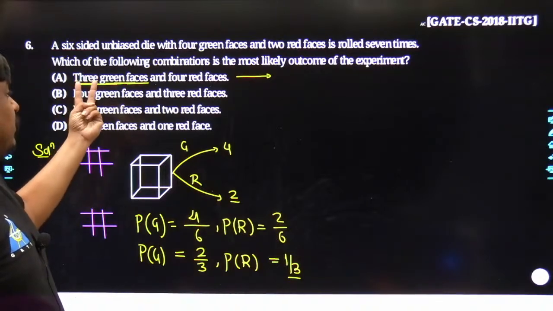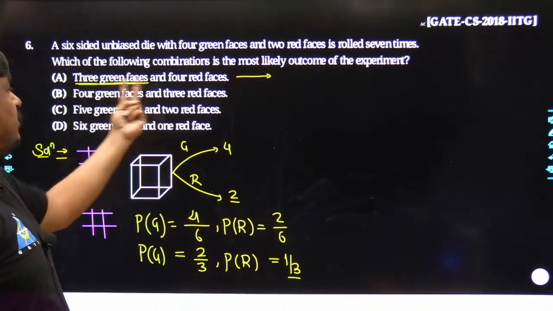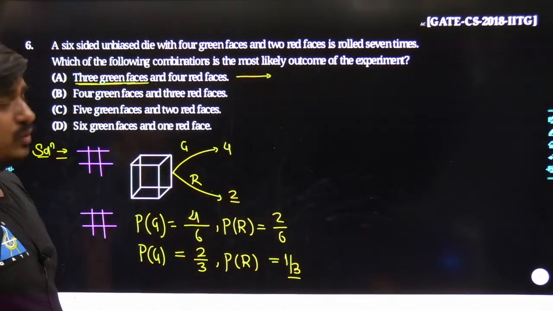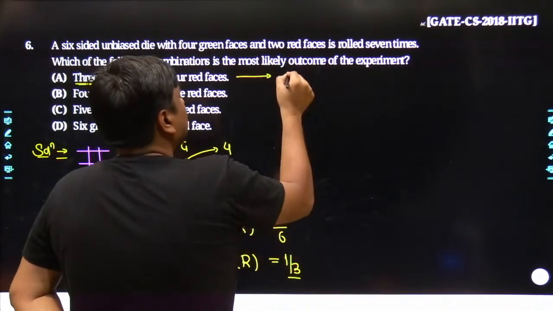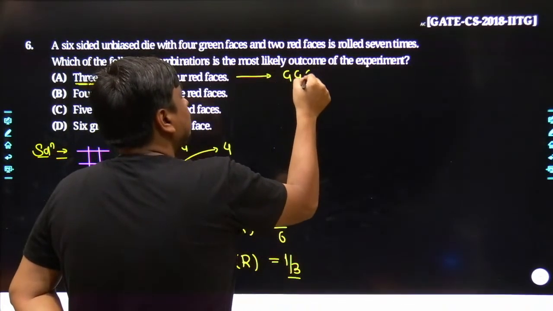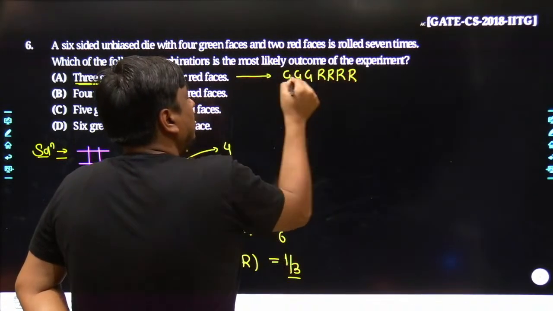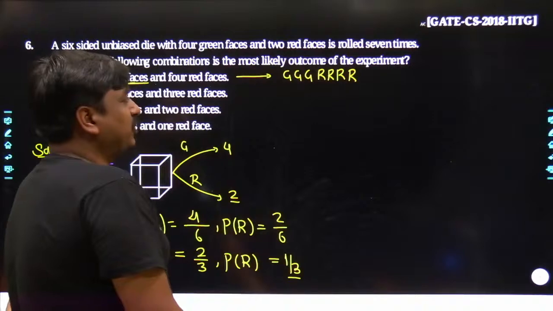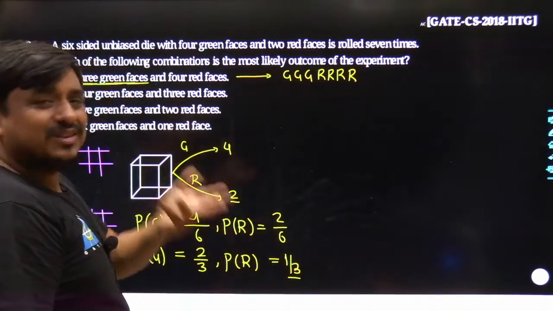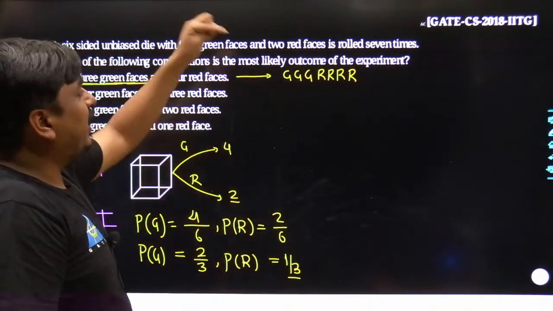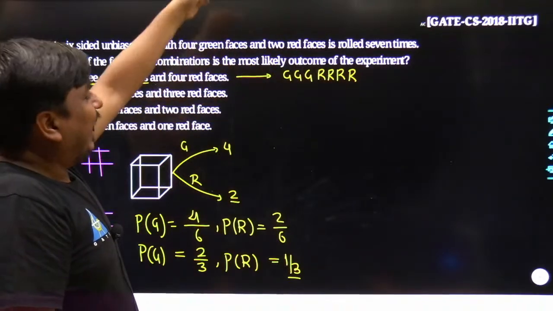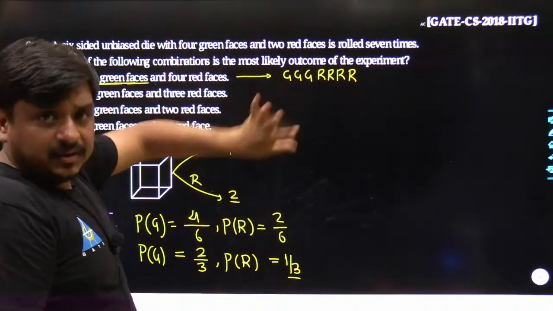How many green faces we want? 3 green faces we want. How many red faces we want? 4 red faces we want. So here it goes G, G, G, R, R, R and R. Would the multiplication be there in between, or would the addition be there in between? Obviously the multiplication. We want green and green and green and red and red and red.